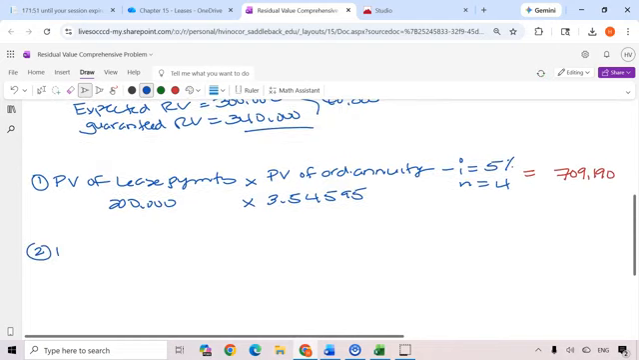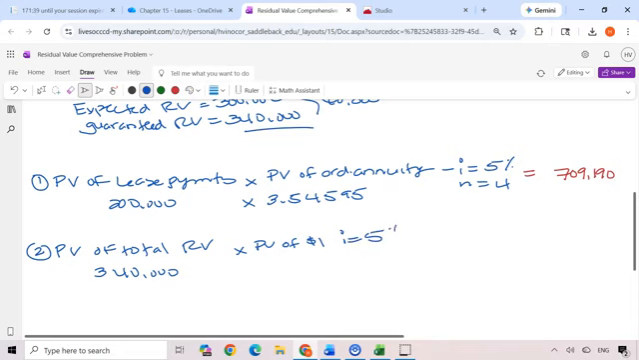So my second part is going to be the present value of total residual value, RV, which we're told is $340,000. This is just a lump sum, so it's present value. We're going to do the present value of a dollar factor table. Again, i equals 5% and n equals 4, and that factor is 0.8227.